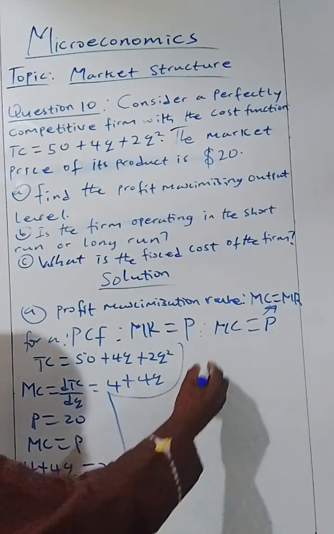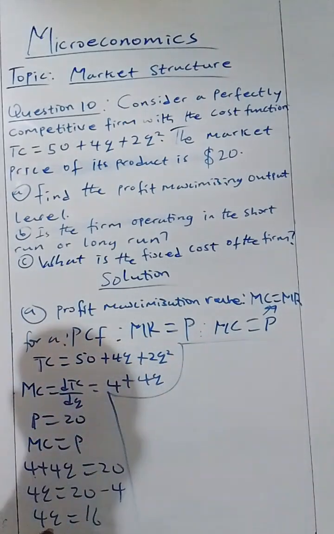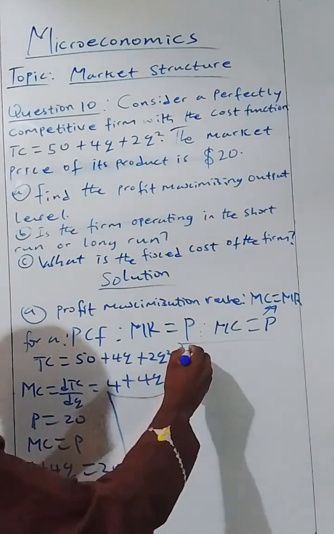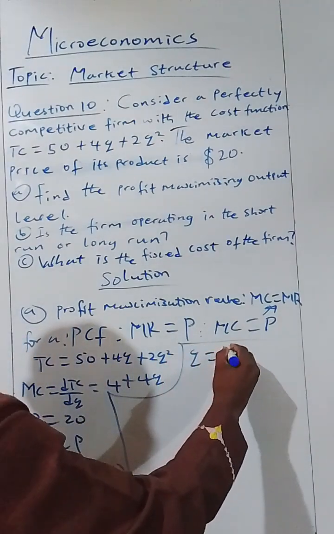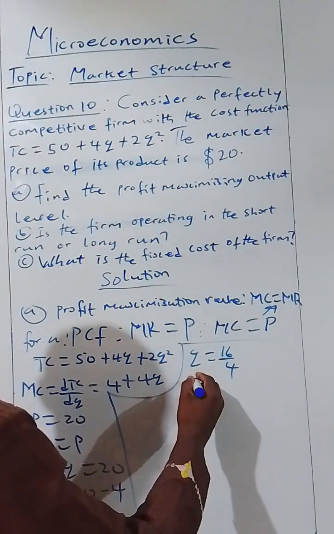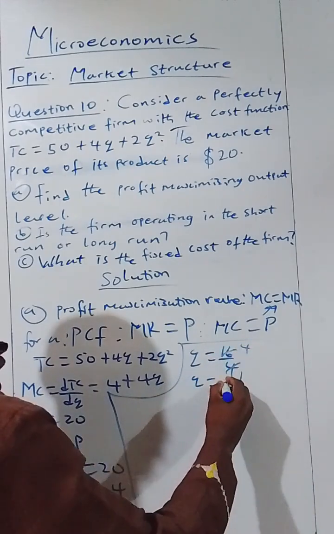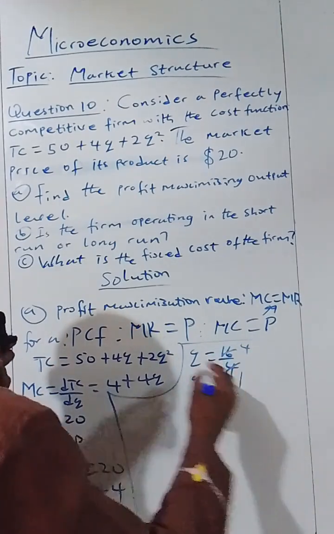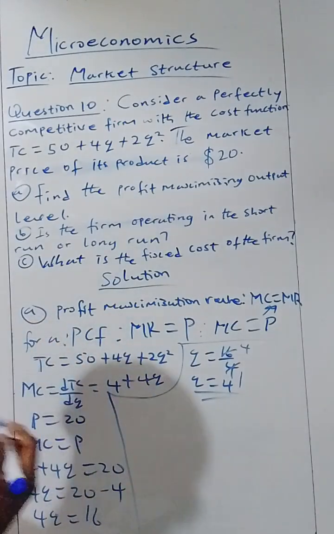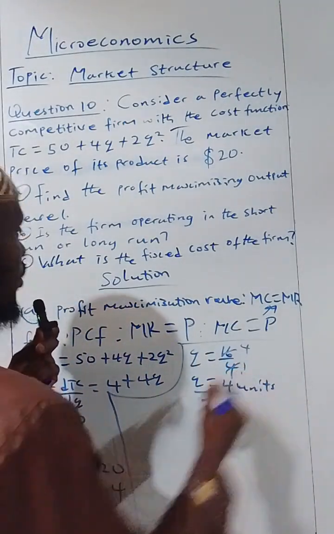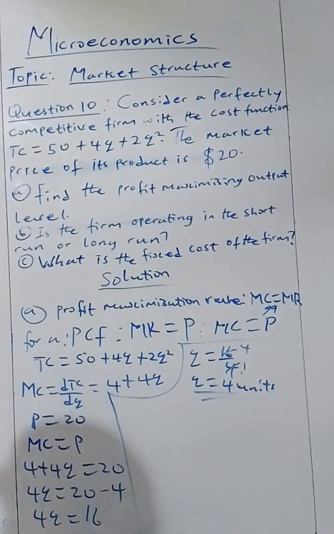Then here you divide both sides by the coefficient of Q, which is 4. In other words, I have Q equals 16 over 4, and Q equals 4. This is the profit maximizing output level. The profit maximizing output level is 4 units of output. The firm should produce 4 units of output to maximize its profit.